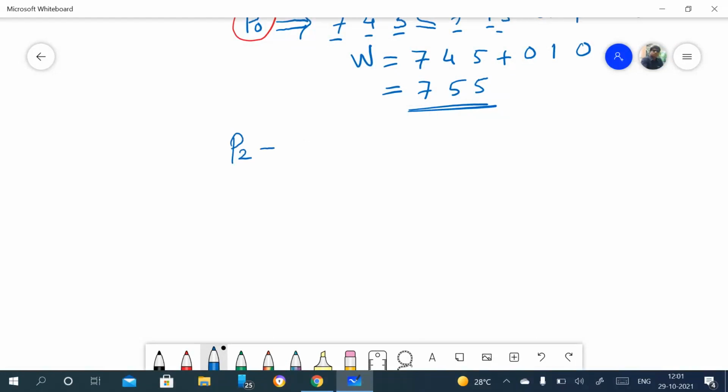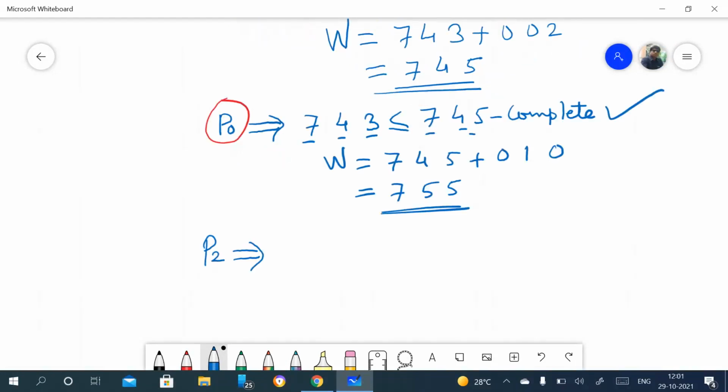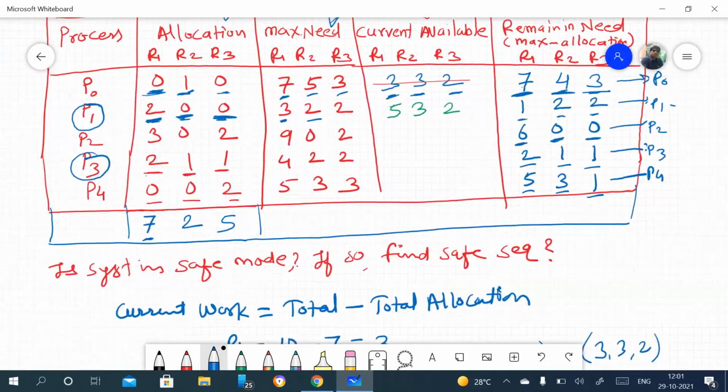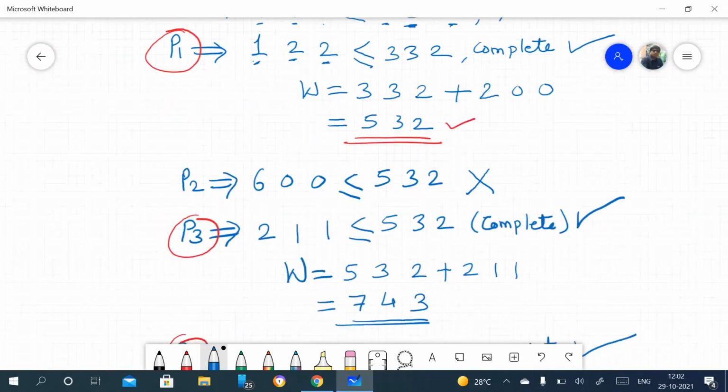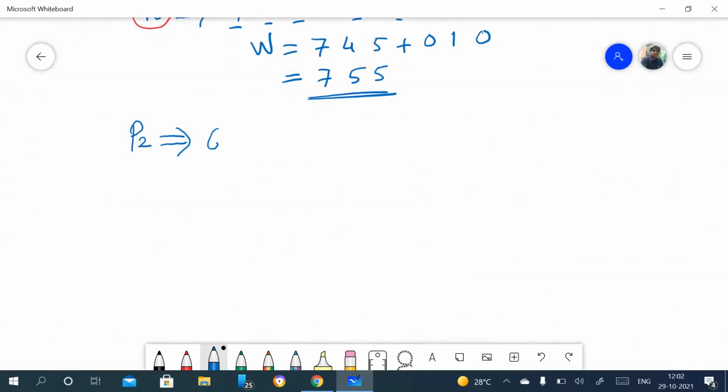Again we'll check P2. So for P2, I'll write it afterward, P2 need is 6, 0, 0, and the resources allocated are 3, 0, 2. So you can see here 6, 0, 0 is less than or equal to 7, 5, 5. So this 6 is smaller than 7. This is true and this is true. So we can say complete.